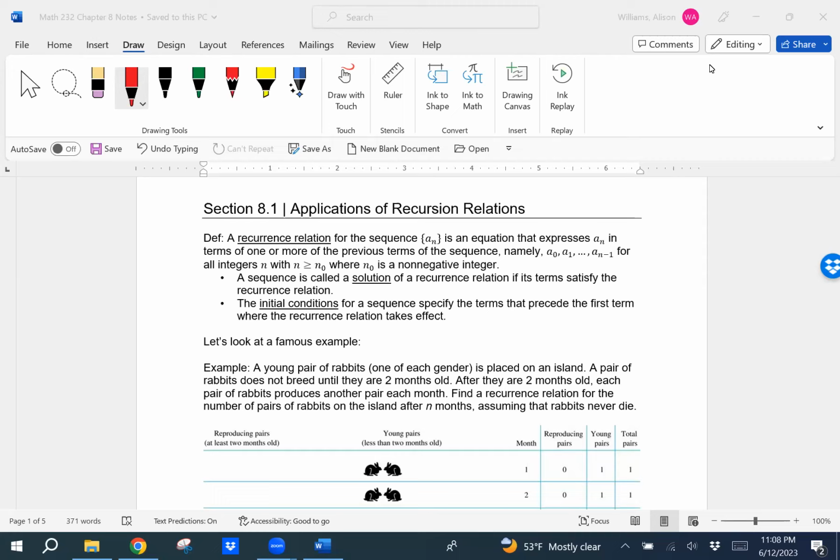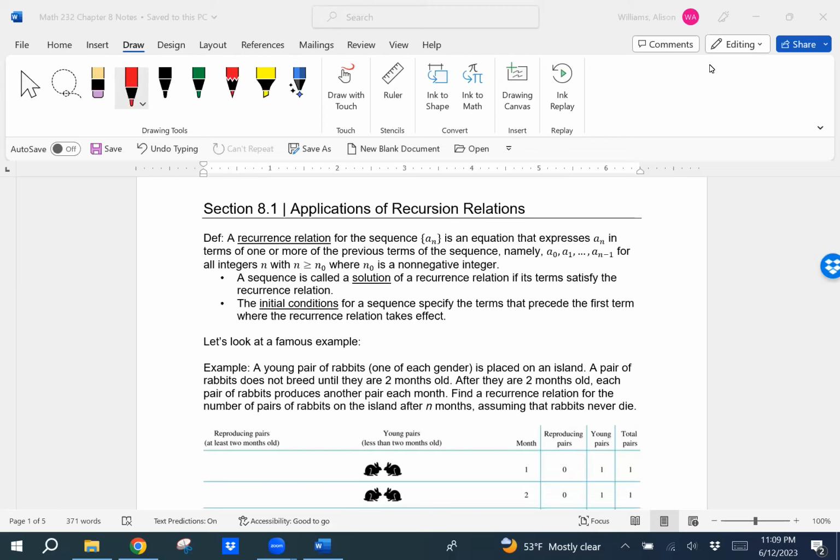A recurrence relation for a sequence a sub n is an equation that expresses a sub n in terms of one or more of the previous terms in the sequence, namely anything from a sub 0 up to a sub n minus 1. A sequence is called a solution of a recurrence relation if it satisfies the recurrence relation, and the initial conditions specify the terms that precede the first term where the recurrence relation takes effect.